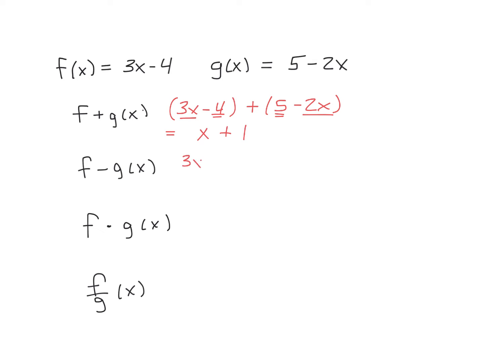If I'm subtracting, order is important. And I'm going to add the opposite, making sure you take the opposite of both of these terms. And then it's simply an addition problem. We're going to combine like terms. 3x and 2x is 5x. Minus 4 and minus 5 is minus 9.